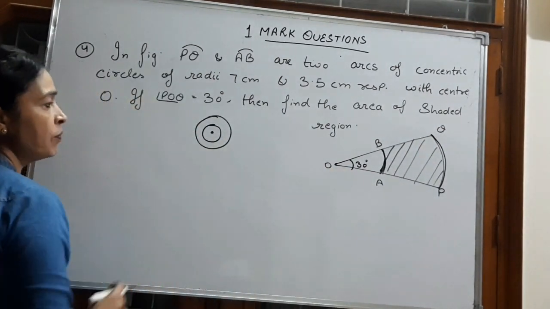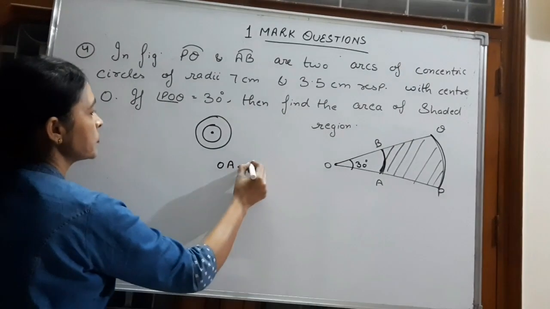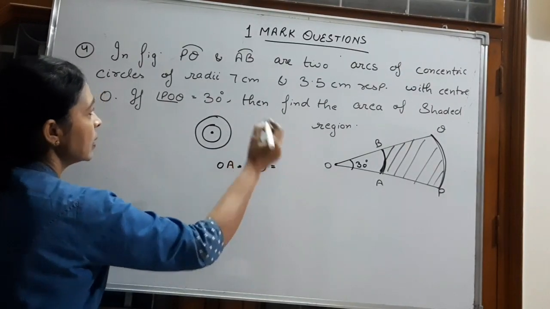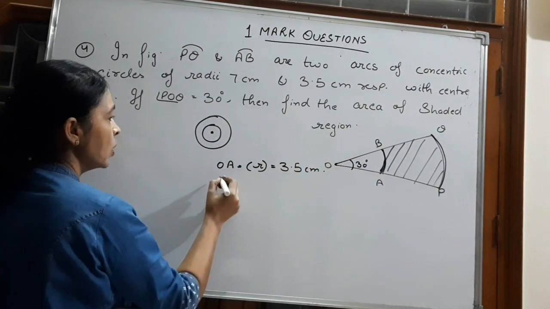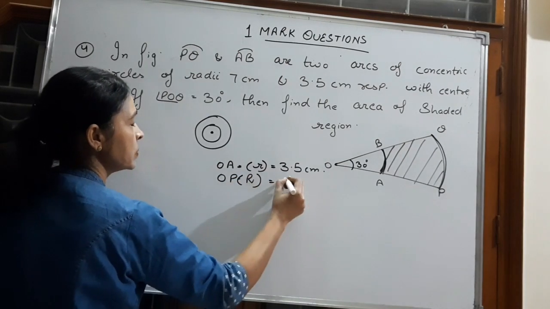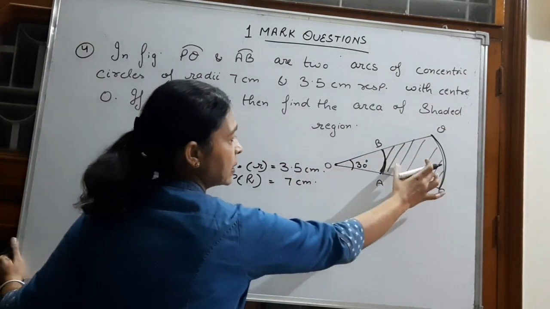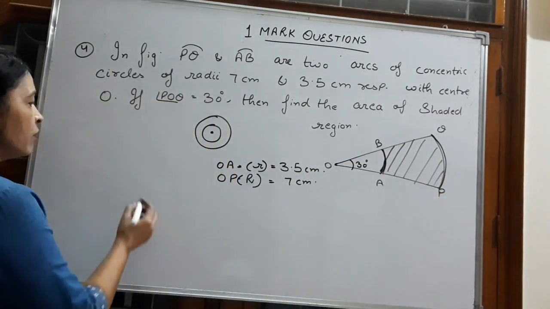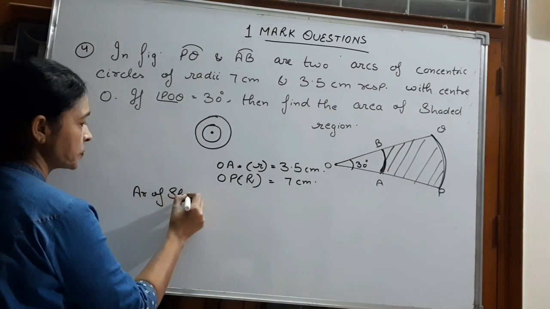Now children, we have two radii. OA is the radius, we are writing as small r, is 3.5 centimeters, and OP is capital R, 7 centimeters. What we have to find? We have to find this shaded portion. How can we find the area of the shaded region?